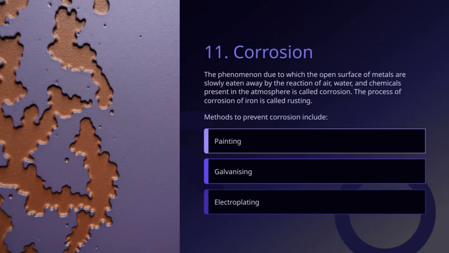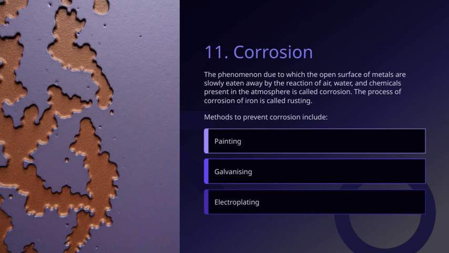Now, let's talk about some methods to prevent corrosion, which is a major concern for metals exposed to harsh environments. You might have heard of techniques like electroplating, galvanizing, and painting. These are all effective ways to protect metal surfaces. Electroplating involves coating the metal with a thin layer of another metal using electrical current, which helps prevent the underlying metal from reacting with air and water.